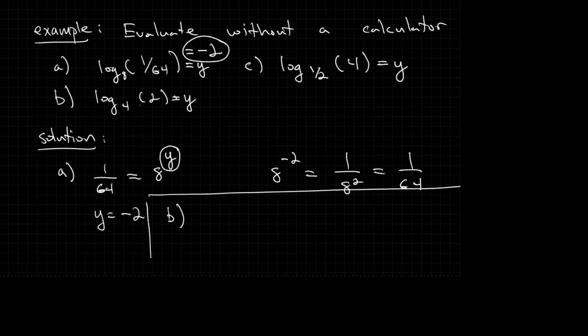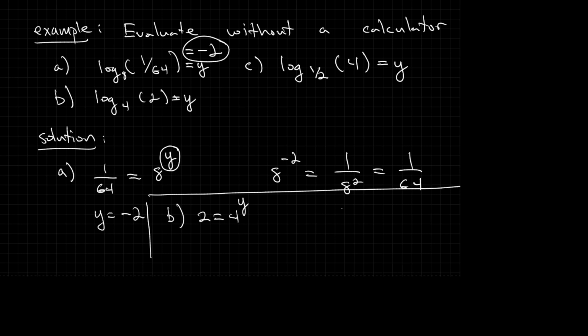Well, let's convert this to exponential form. So we would have 2 equals 4 to the y power. And now, in order to recognize which y would be correct for 2 to be equal to 4 to the y, you have to remember your fractional powers.